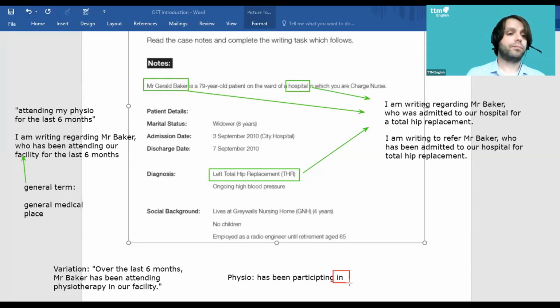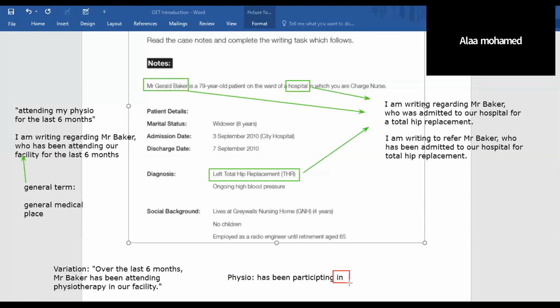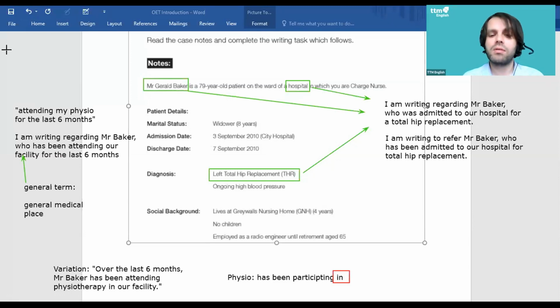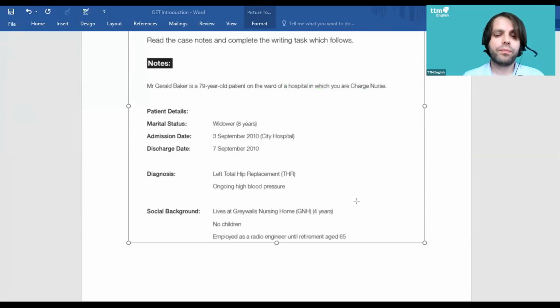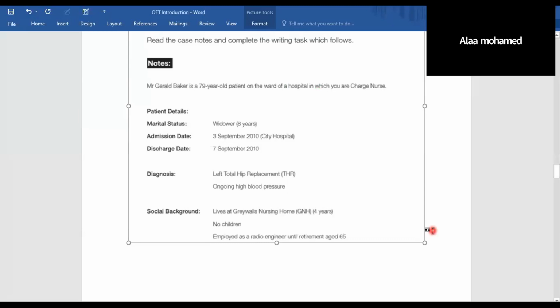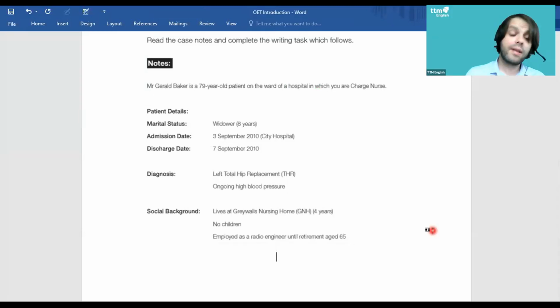Could I say I'm writing to update you? I'm writing to refer you regarding the above patient without mentioning the name. The above patient. Say that again. I'm writing to refer you. The above patient. But in the introduction, I mentioned it before. I'm right. No, you can't. No, that's a good point.